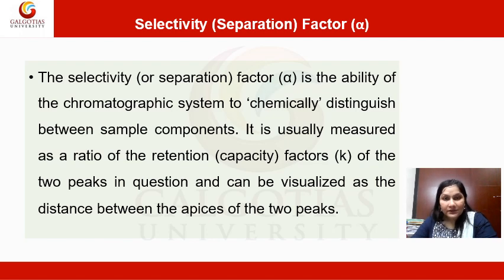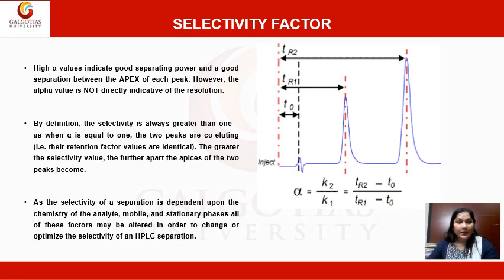The selectivity or separation factor is the ability of the chromatographic system to chemically distinguish between sample components. It is usually measured as a ratio of the retention factors, small k, of the two peaks in question, and can be visualized as the distance between the apex of the two peaks. High alpha values indicate good separating power and a good separation between the apex of each peak. However, the alpha value is not directly indicative of the resolution.